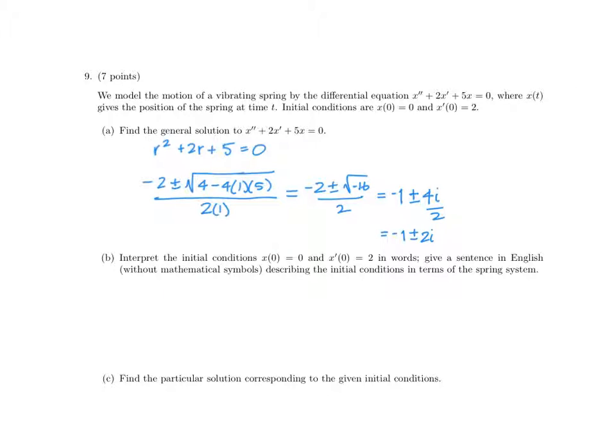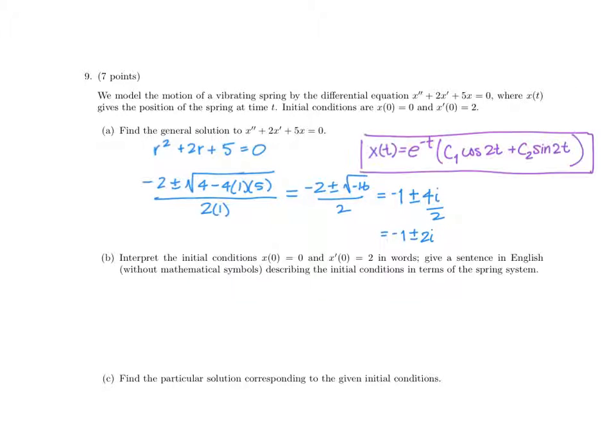We find that the roots are -1 plus or minus 2i, so our alpha is -1, our beta is 2. We put that into our general solution that's given to us by taking our regular general solution as if we had 2 real roots and applying Euler's formula to it. But anyway, that is e to the negative t times c1 times cosine of 2t plus c2 times sine of 2t.